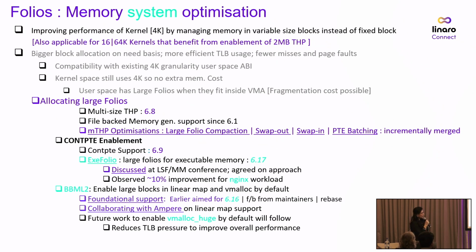Then on break before make level 2, we have foundational support patches on list, actively being reviewed by the maintainers. We were earlier aiming for kernel 6.16, but now we're working on some feedback and we would rebase this cycle. So hopefully 6.17 is our revised aim. We are also collaborating with Ampere on linear map support and then some future work around vmalloc.